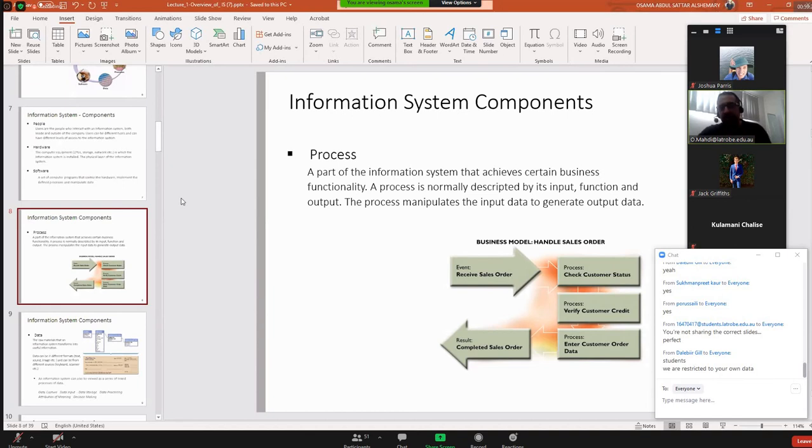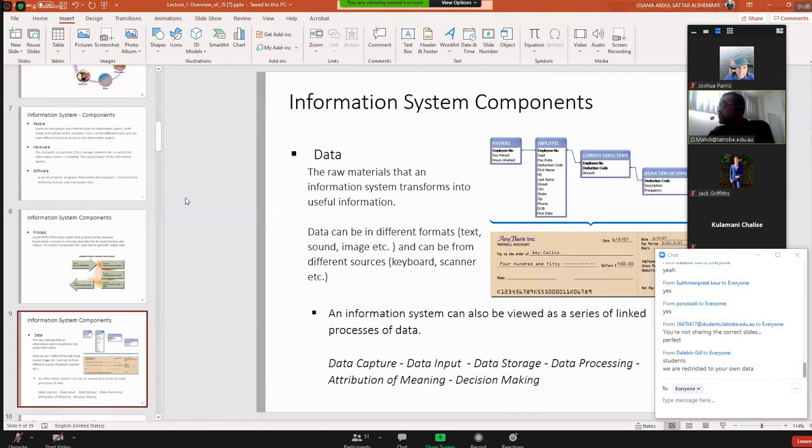So this is what we call a process, represented from the beginning, from the data, through processing the data in the middle with formula functions, and ending with the final output of this process. So this is in brief what we call the process, which is the main part of the information system. As we can see here, a process is normally described by its input, function and output. The process manipulates the input data to generate the output data.